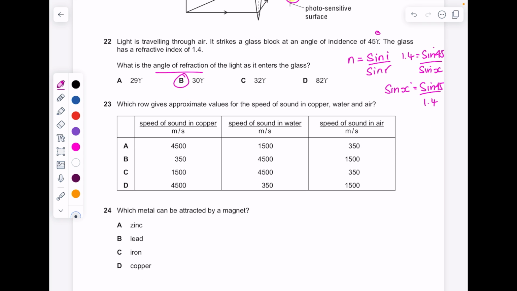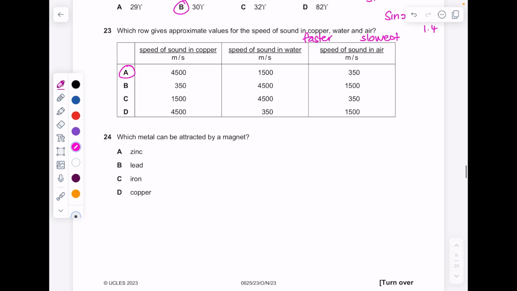Which row gives approximate values for the speed of sound in copper, water and air? So the speed of sound is fastest in solids, so copper, then liquids, and then slowest in gases like air. So just work your way through the data and you'll see that the answer is A.